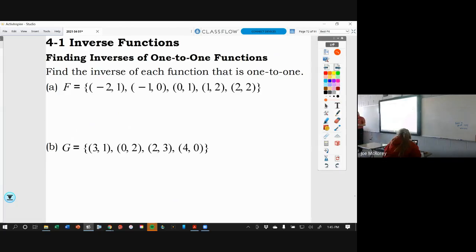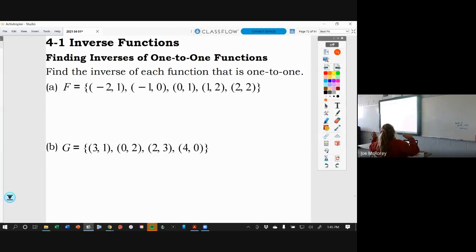Okay, so here we have, letter A is a relation, F is a relation containing a set of points: -2, 1, -1, 0, 0, 1, 1, 2, and 2, 2. Is relation F a function? Yes, it is a function because x does not repeat. Is relation F a one-to-one function? No. Because 2 repeats in the y.